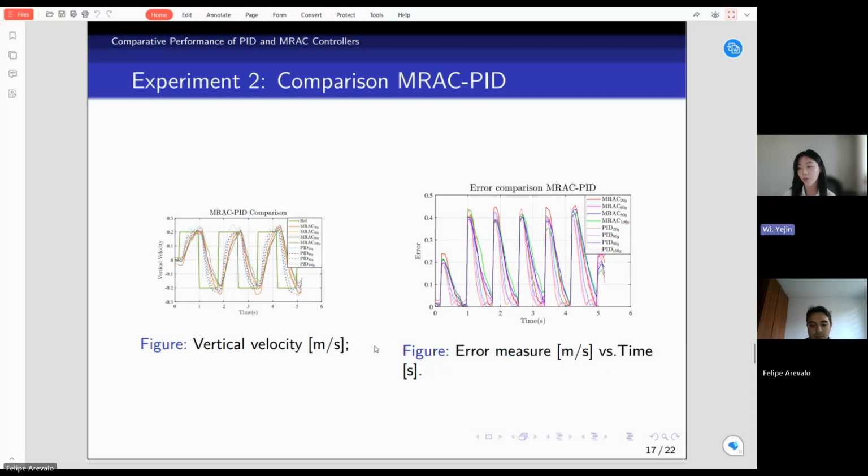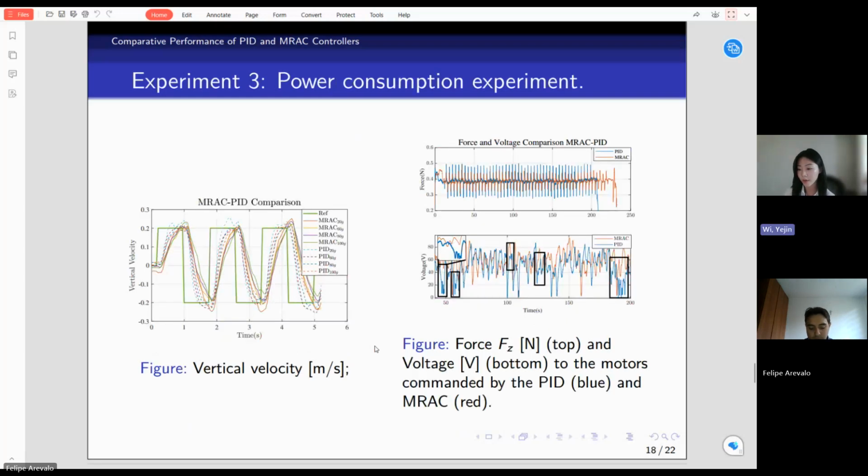And in this experiment, we observe that even though the PID controller has less overshoot, both controllers' performance in terms of robustness and adaptability is comparable. And in the next slide, we are going over the third experiment.